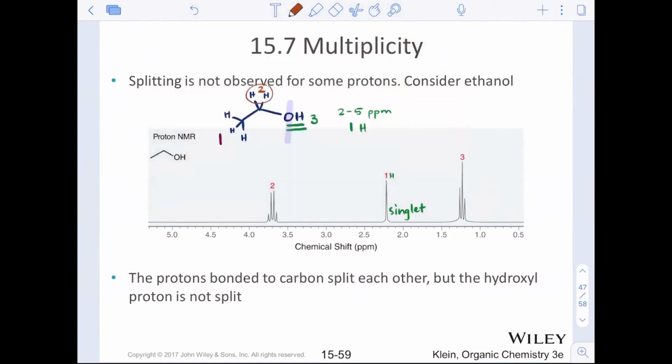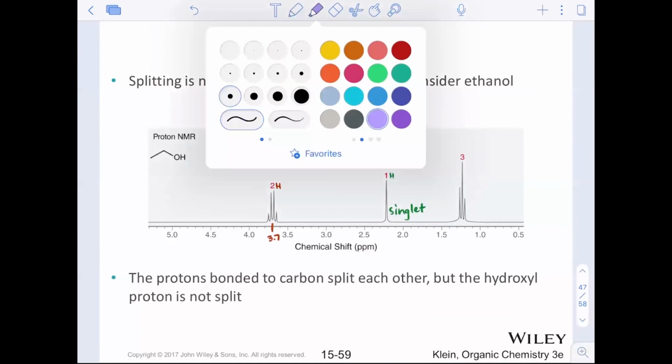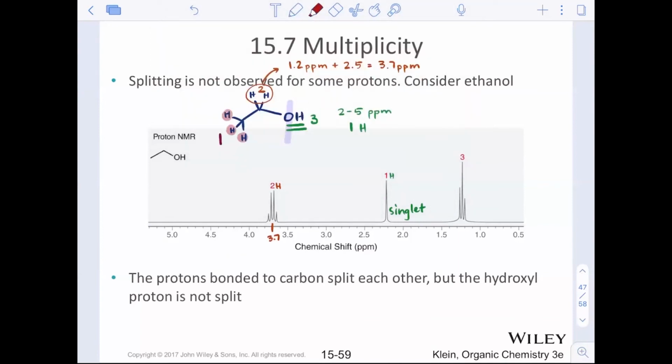2 hydrogens here, we would expect to see 2 H's, right? We know they're adjacent to an oxygen. So again, a methylene group, 1.2 ppm typically for the base. Add 2.5, we predict 3.7 ppm based off of our calculations, and that's what we see, 3.7. Nice. Now, it has 1, 2, 3 neighbors. So 3 plus 1, I would expect a quartet. And that's what I see. Beautiful.